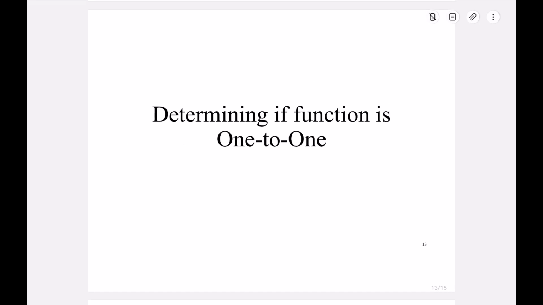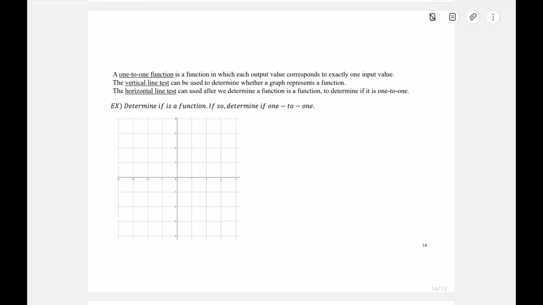So next, we're going to determine whether a function is one-to-one. We can use various ways to see if it's a function, and then if it's a function, we can see if it's one-to-one. A one-to-one function is one in which each output corresponds to exactly one input. We can use the vertical line test to see if the graph represents a function, and if it does, then we can use the horizontal line test to see if it is one-to-one.